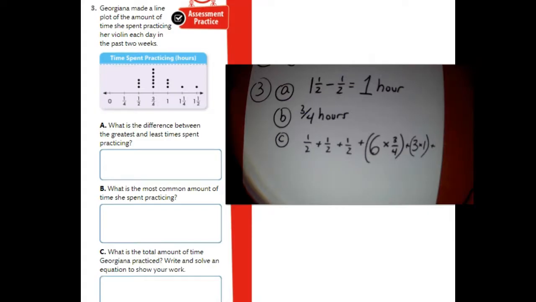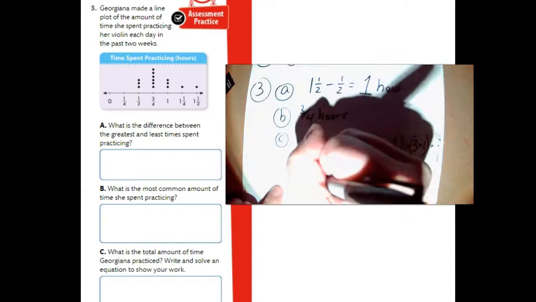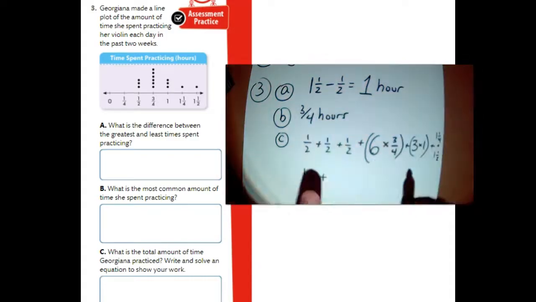We have 1 1/4 and 1/2. So 1 1/4 plus 1 1/2. So I'm going to add these all together. So 1/2 plus 1/2 plus 1/2, that's 1 1/2. Just kind of simplifying this down.